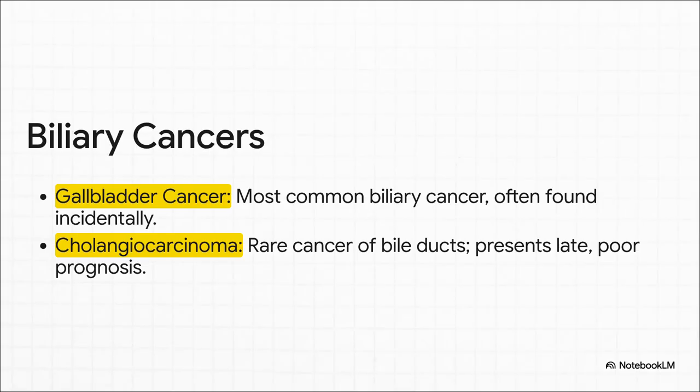And this is exactly why we're so careful. Biliary cancers are rare, but they are nasty. Gallbladder cancer is the most common of the bunch, and it's often a surprise finding after someone gets their gallbladder out for what they thought were just stones. Cholangiocarcinoma, a cancer in the ducts themselves, is even more rare, but it's notorious for showing up late when there's not much we can do. It just highlights why catching those high-risk signs early is so important.